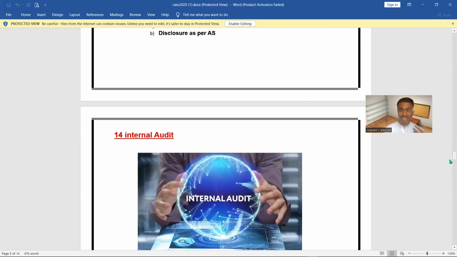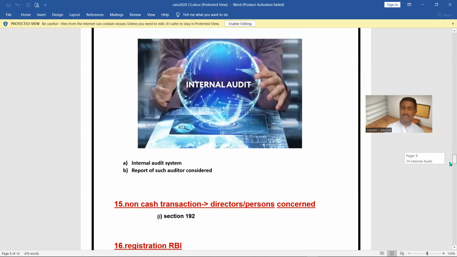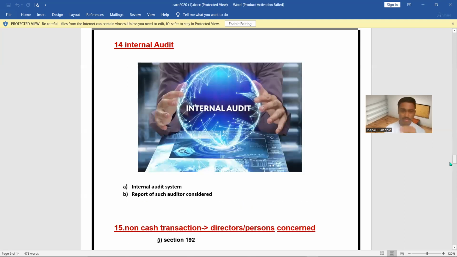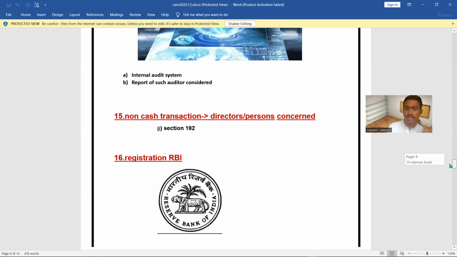Now, internal audit. This is also a section which requires no explanation. Whether there is any system of internal audit or not. Then you have to see whether internal auditor's report is considered by the company or not. That's all. Internal audit system, report considered. That's all. Now, 15th one.